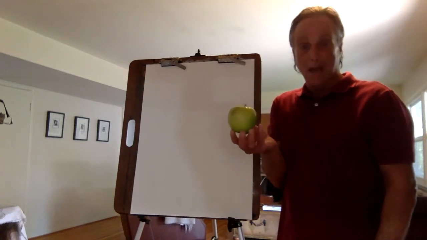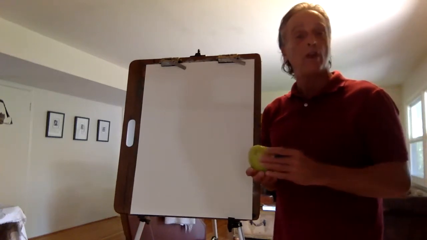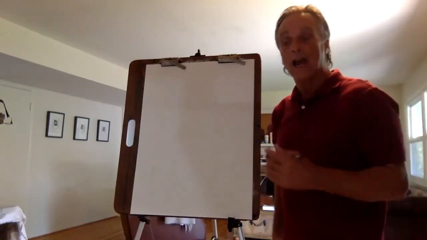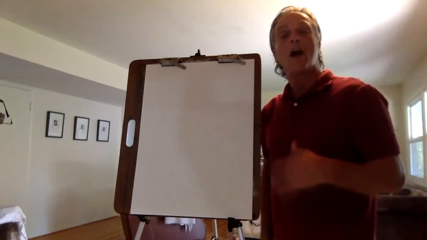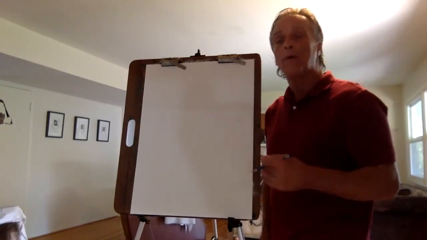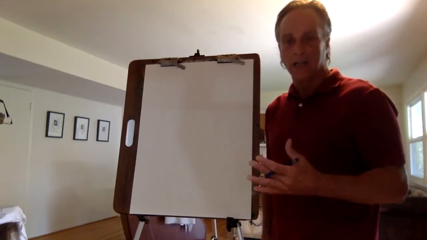Anyway, this is an apple, and you're going to set it up on a table anywhere in front of you, okay? And then you're going to draw it, all right? Now, I don't want you to worry about the shape of the apple. I don't want you to worry about making mistakes. We're not making mistakes. We're making lines, okay?